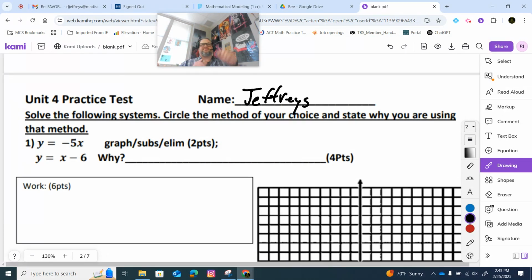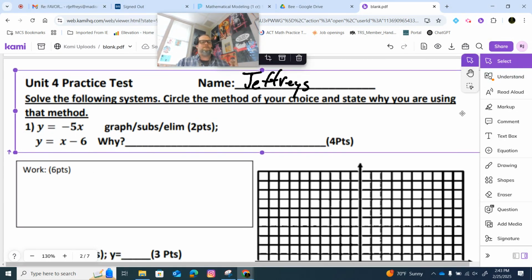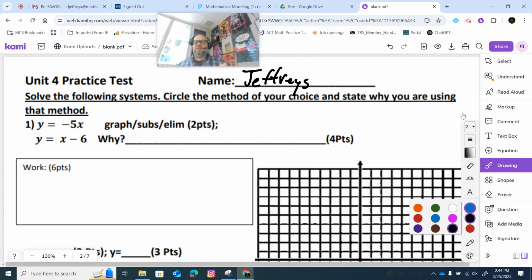All right, solve the following systems. Circle the method of your choice and state why you're using that method. I did state that some of these should be kind of Captain Obvious, jump out in your face. How many of y'all chose graph? Should be just about all of you. If you chose graph, you probably should have put both y equals.